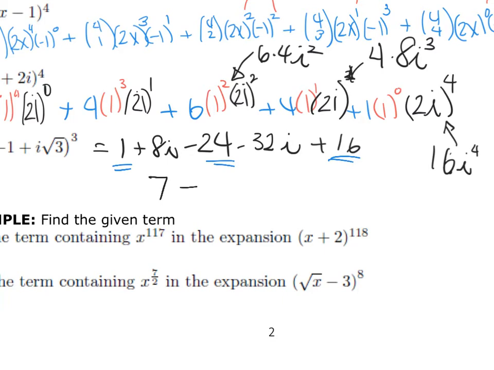And then I have 8i minus 32i. So I subtract off how many i's? What's 8 minus 32? There is all of my answer in its glory.